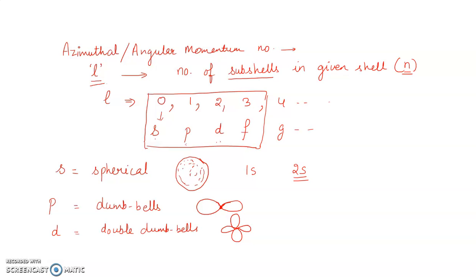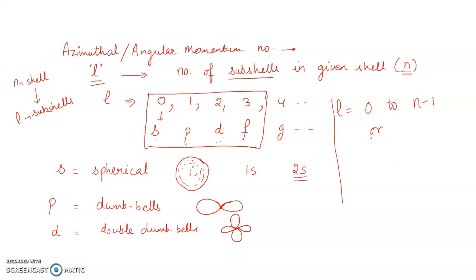So the main thing is that n represents the shell, and within the shell there are subshells. These are represented by L. Now the values of this can also represent the energy, like in 1s, 2s, 2p, different energies can be attained. Now the value of L depends upon n, and L can have values from 0 to n minus 1.